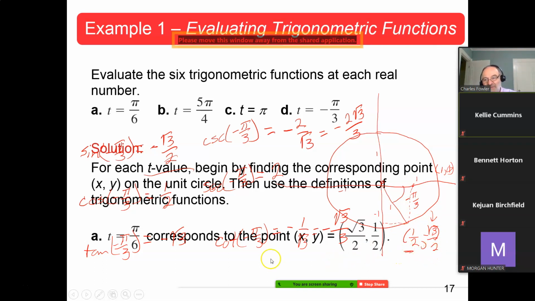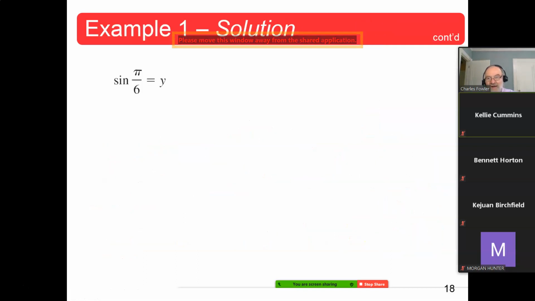Use the definitions. For the first one there, pi over 6, that was up here somewhere, and there the x coordinate was root 3 over 2, and the y coordinate was 1/2. Both of them positive because that's in the first quadrant. Once you got that done, you've got all 6. The sine is the y value, 1/2. The cosine of pi over 6 was the x value, which is root 3 over 2.